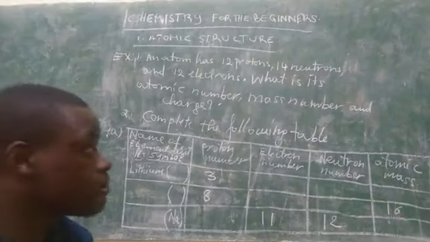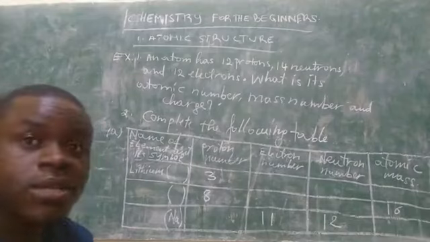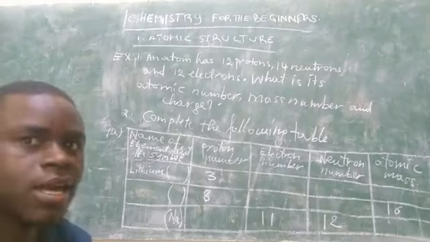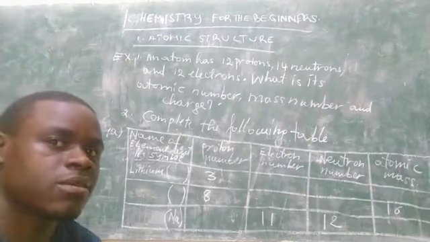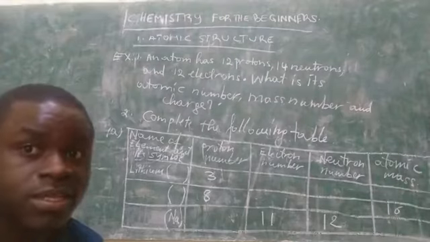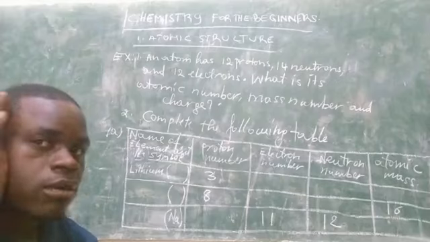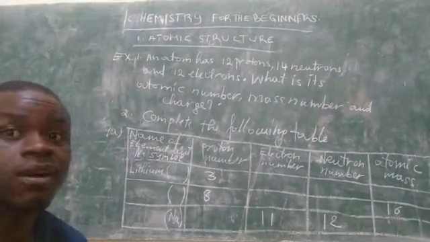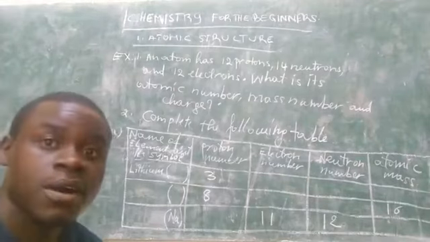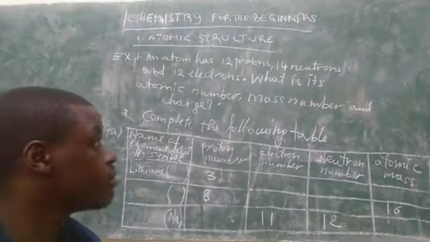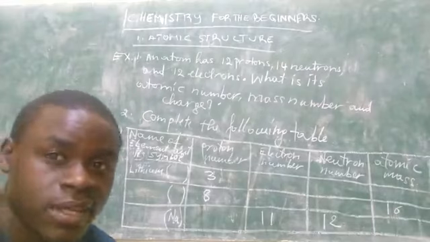Then the charges. When we say charge, they ask about the number of electrons and the number of protons, because we saw that neutrons don't have charges. So the only particles in the atom which have charges are the protons, which are positively charged, and electrons, which are negatively charged.